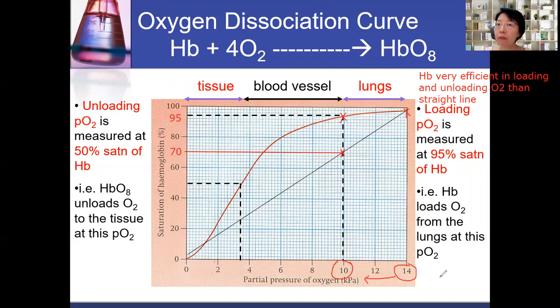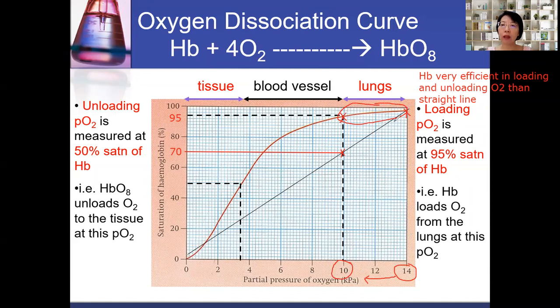So at that time, you see what happened to our hemoglobin on the S-shaped curve. It is still able to load a lot of oxygen. Even though the oxygen level dropped from 14, say, to 10, from probably 98% saturated, it can still load 95% of the oxygen. Very efficient, right? It doesn't really affect much the volume of oxygen that it can load.